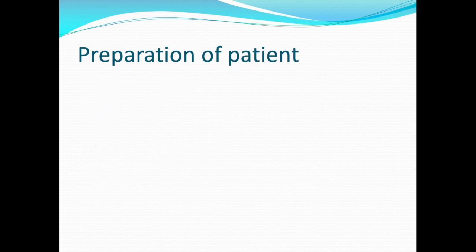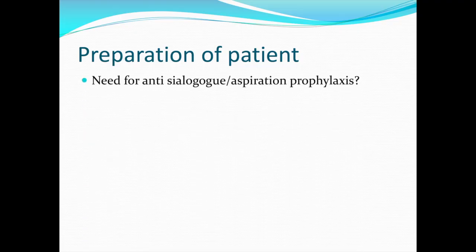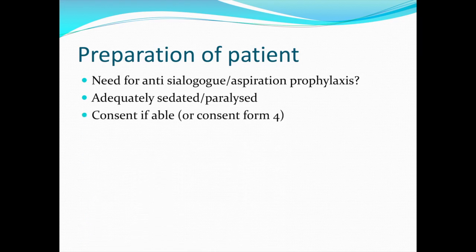I'm now going to talk to you about preparation of your patient prior to bronchoscopy. Think about whether your patient needs an antisialagogue or aspiration prophylaxis. This is very dependent on your patient's circumstance, but needs to be considered. Ensure that the patient is adequately sedated and, if required, paralyzed. If the patient is able to, they should be consented prior to the procedure. However, if they lack capacity, a Form 4 must be completed prior to the procedure.